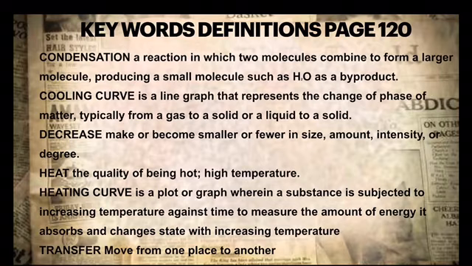Keywords definitions, pages 120. Let's take a look. Condensation is a reaction in which two molecules combine to form a larger molecule, producing small molecules such as H2O as a byproduct. Cooling curve is a line graph that represents the change of phase of matter, typically from a gas to a solid or a liquid to a solid.